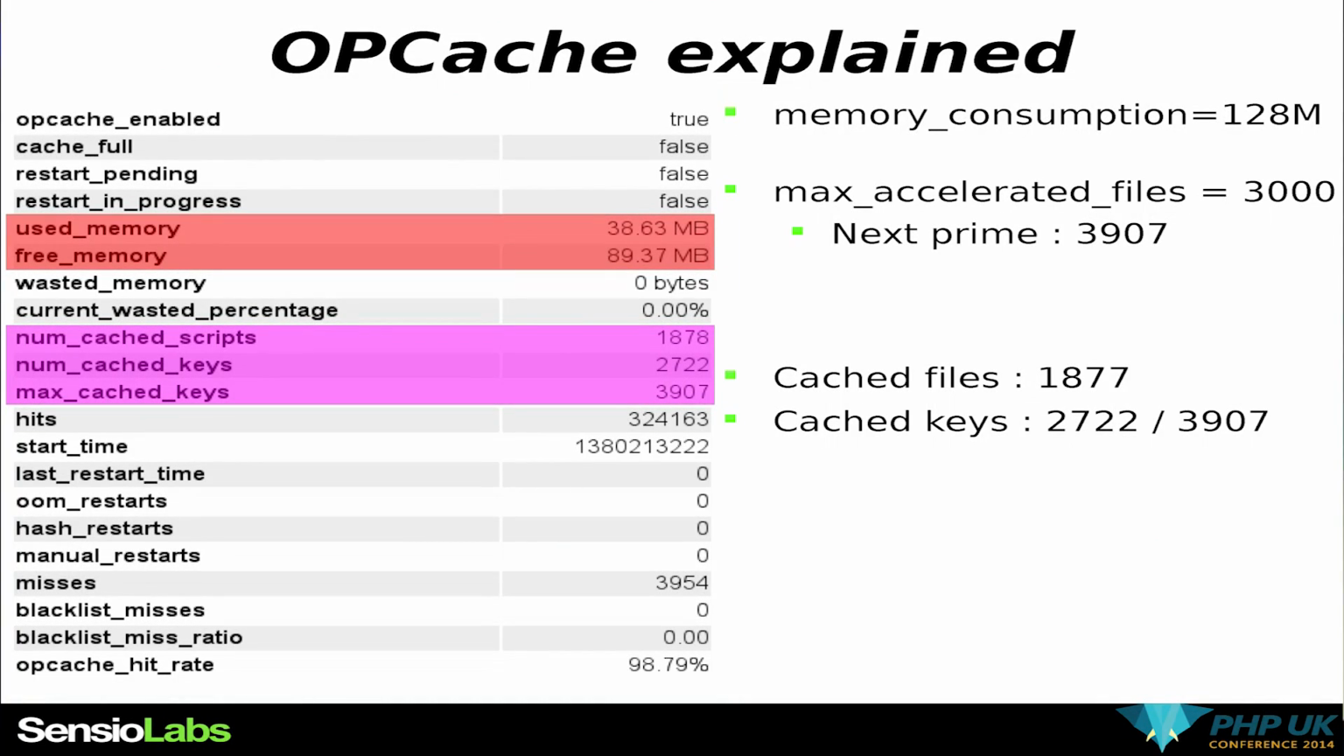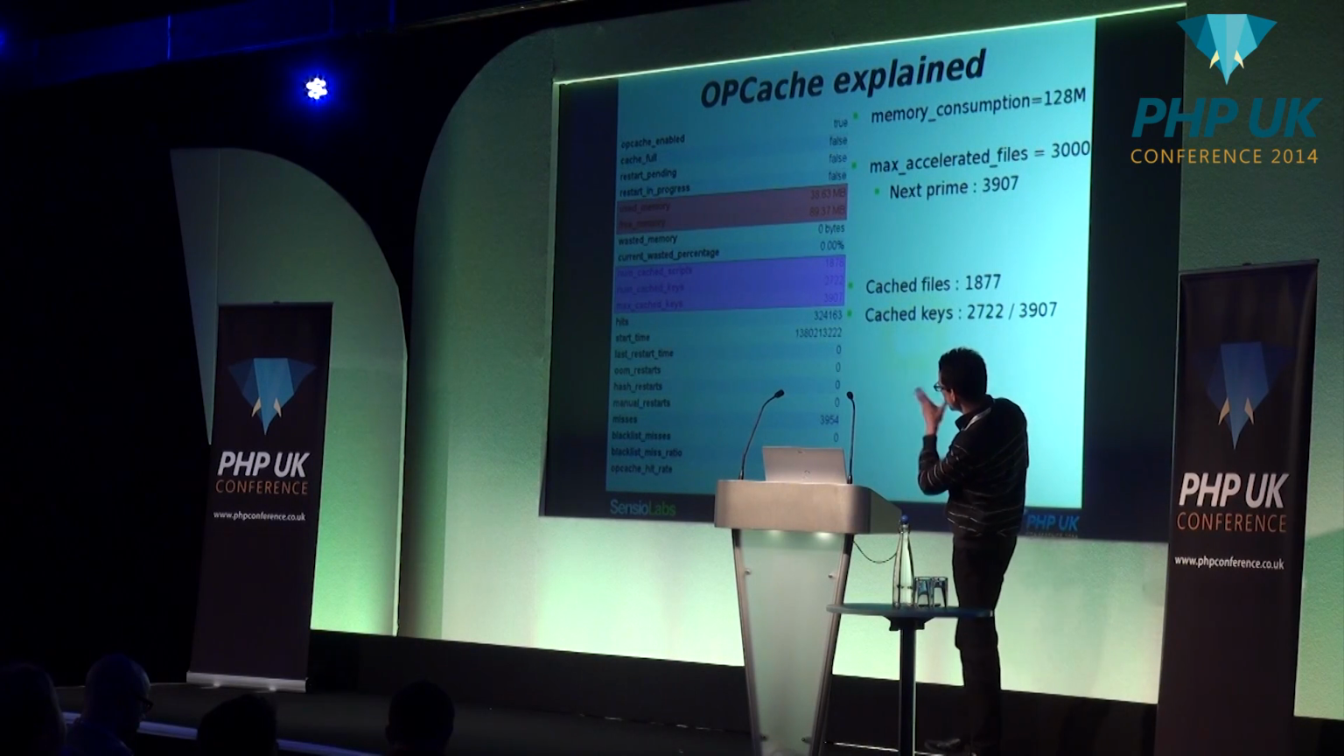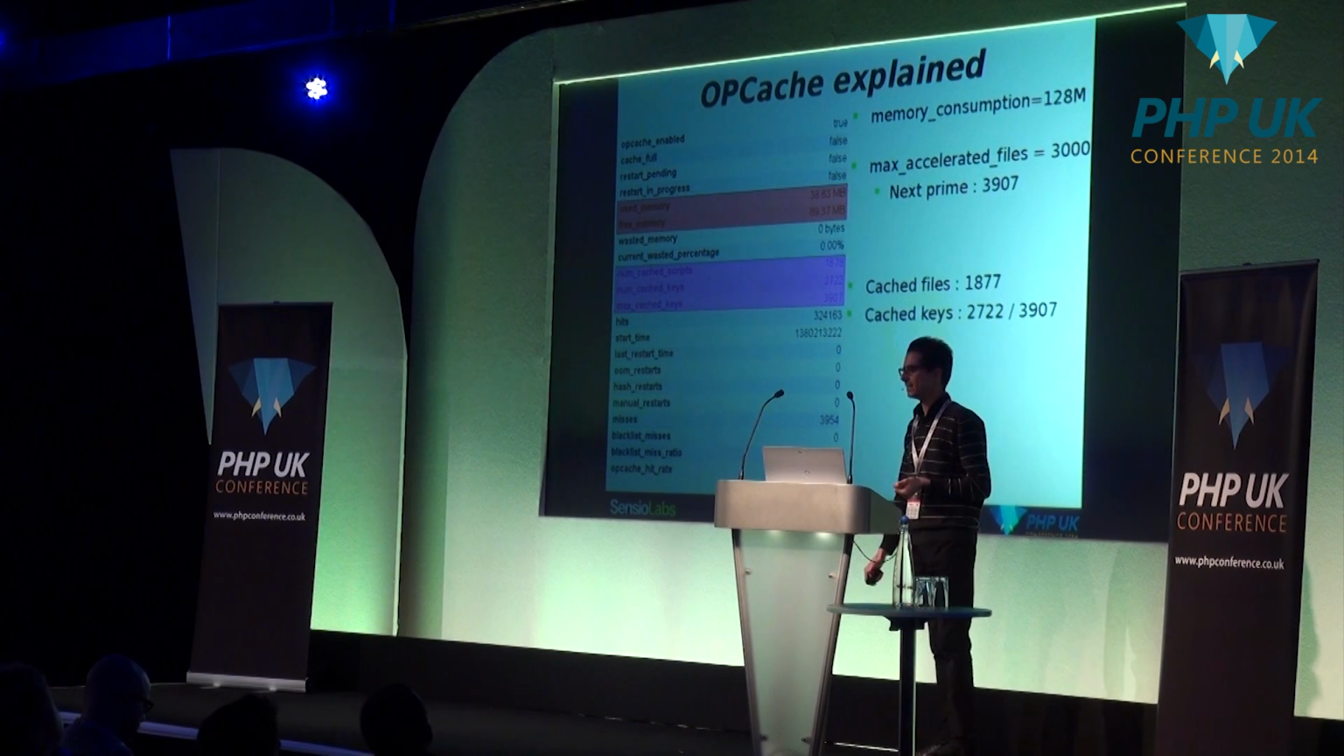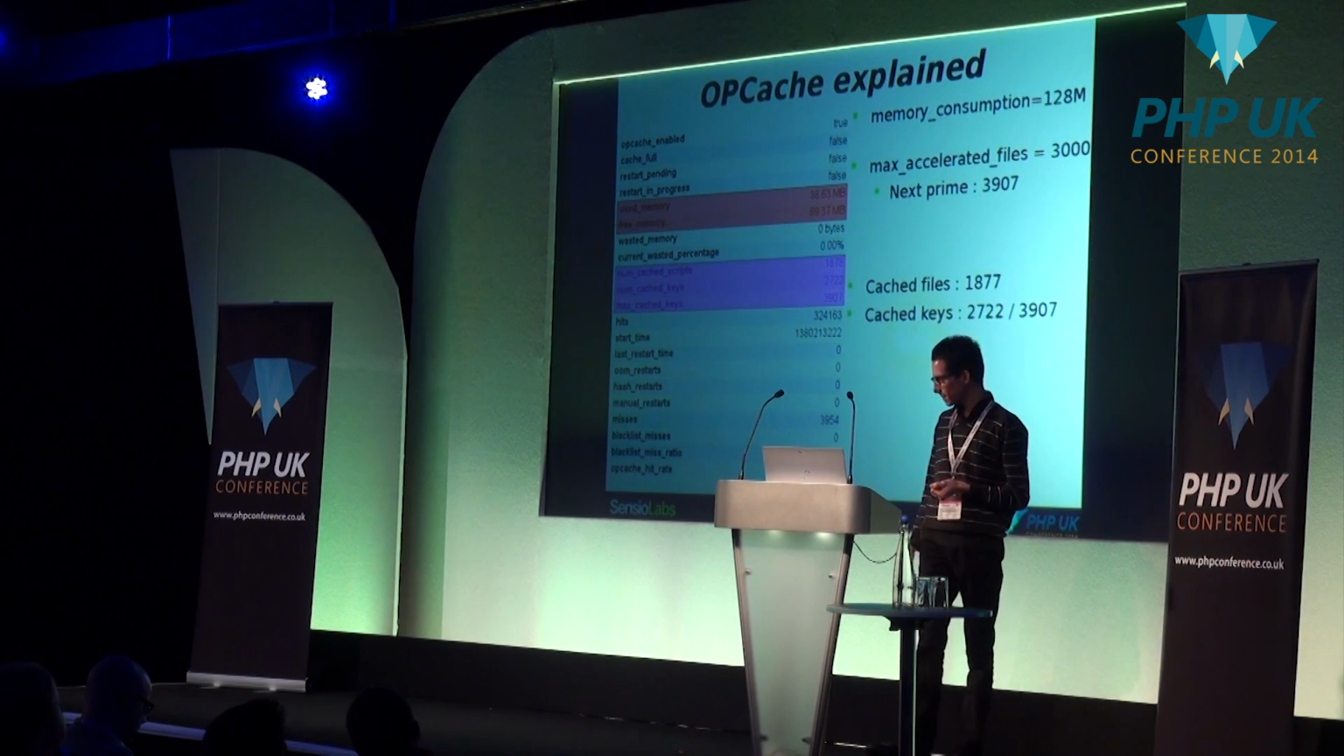And this is the explanation of all the statistics you can expect. They are not really hard to explain, so I will let you read them in the documentation, or perhaps directly on the front end here. What is a little bit tricky is the number of cached keys. I just have to explain that.